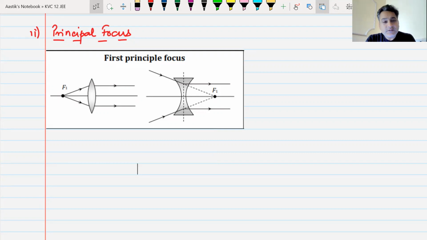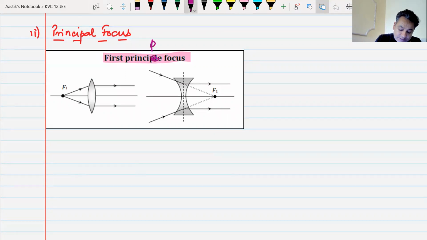This is what the first principal focus is all about. Every lens has how many foci? Two. The first one is known as the first principal focus. The spelling of principal is wrong. It should be PAL. The first principal focus, and that was the last thing that we did in the last class.